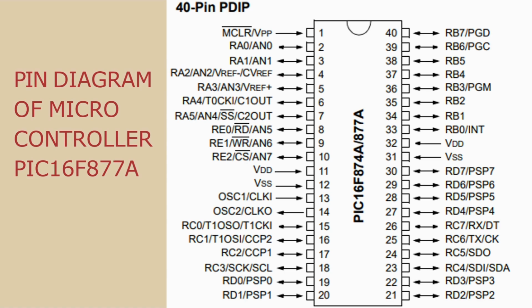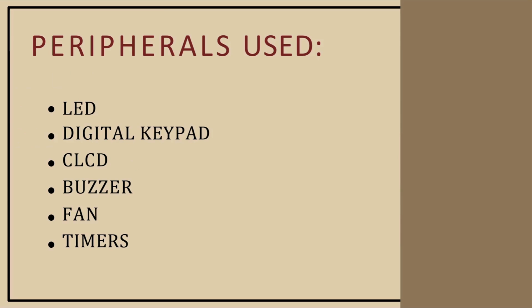Now that we have seen the pin layout of the PIC16F877A microcontroller, let's look at how we used these pins to connect peripherals. Peripherals used in this project are LED, digital keypad, CLCD, buzzer, fan, and timers.